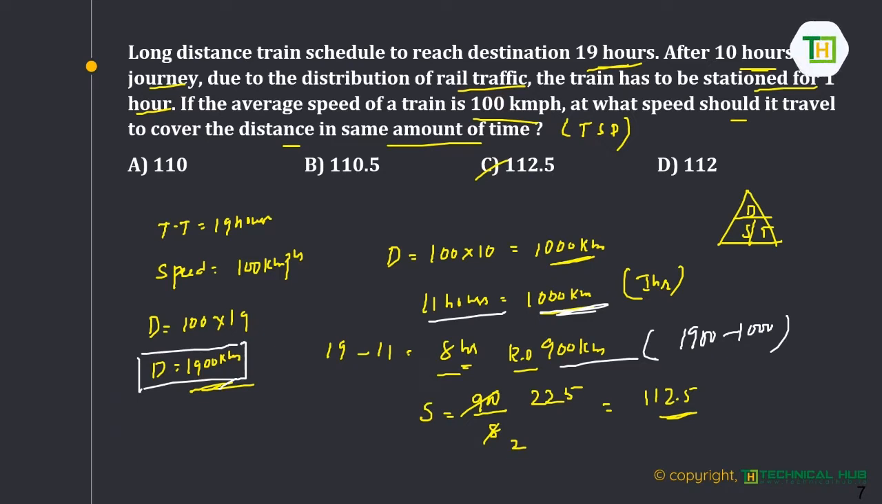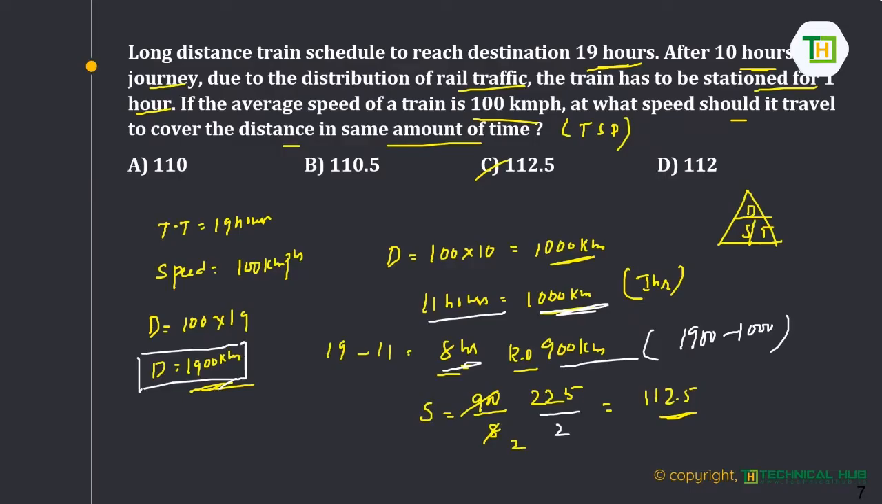Then what you will get, the speed of the train? So 900 by 8. So that is equal to 225 by 2. So 225 by 2 is nothing but 112.5. Okay, so option C is the correct answer for this question. Yes, moving to the next question.